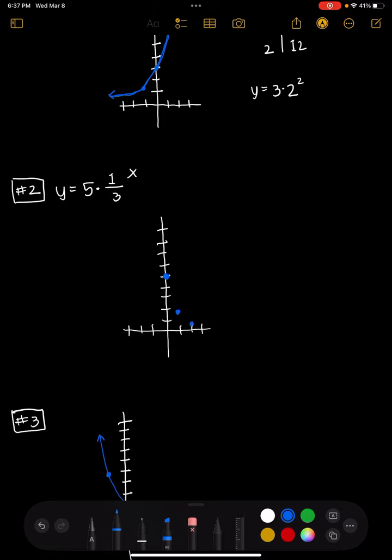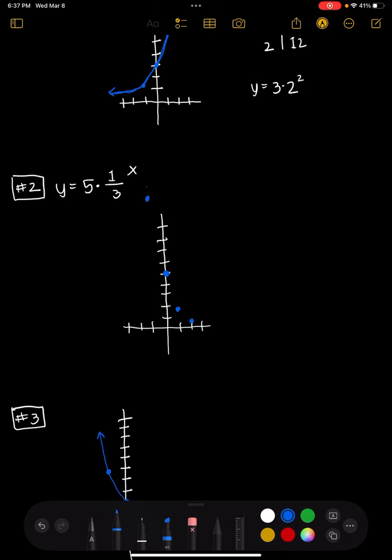And I could even go backwards. So when I go backwards, like if I wanted to figure out what happens when x is equal to -1, instead of multiplying by 1/3, I'm going to multiply by the reciprocal, which is 3. So 5 times 3 is 15, which is off the graph, but it would be like up here. And so now it looks really similar to our first graph, except it's backwards, right?